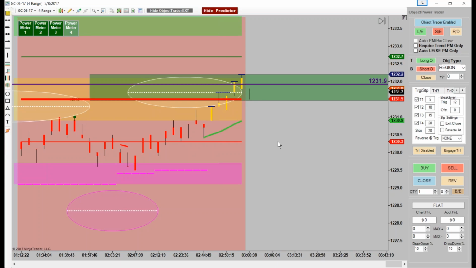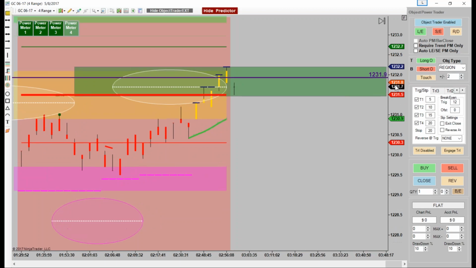Okay, so we do have a feature built into Object Trader where you can just simply say, you know what, I'll just go ahead and take this if it touches outside the box by two ticks, like that. And then if this does happen to actually do that, and we'll just go ahead and do like, we'll do three. And we'll see what we can get here. I'll kick it up to about five or six times just so you can see it.